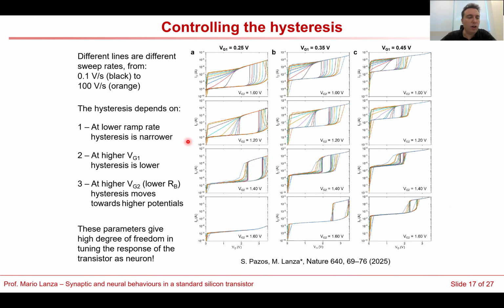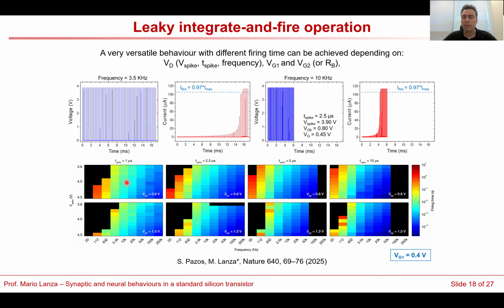So we have done many other measurements. Here you can see how this hysteresis can be controlled with 3 different parameters. The first one is the ramp rate that we apply. The second one is the gate voltage of the transistor. And the third one is the bulk resistance, which is equal to altering the gate voltage of the second transistor. But that was only for the nonlinear transition.